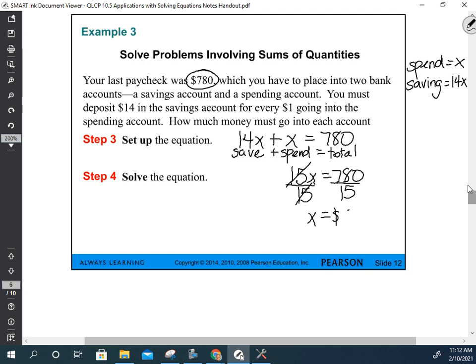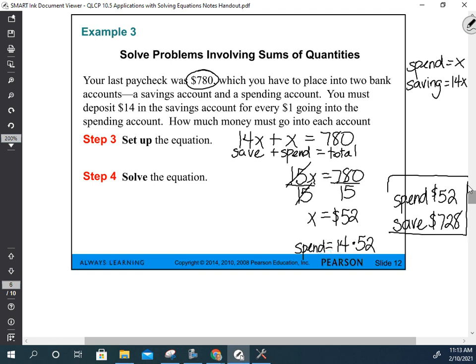So X equals $52. So that means you are going to spend $52. So that means how much are you going to save? 14 times 52 is $728. So that's how you're going to divide up your paycheck. Spend 52, save 728.